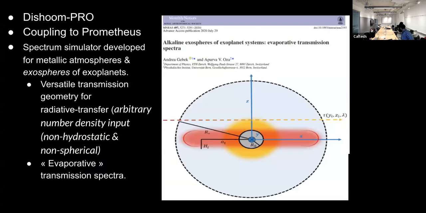Okay, so to model all this, we've developed some software with Andrea Gevic, who's now at the University of Ghent in Belgium. And so this is just to bring the idea that we can observe exospheres of exoplanets. So even if they're not collisionless, there can be a tenuous volume of volatiles that can be observed in transmission. And so that's part A, but part B is that these atmospheres, even if we think that they're from the gas giant itself, need not be hydrostatic.